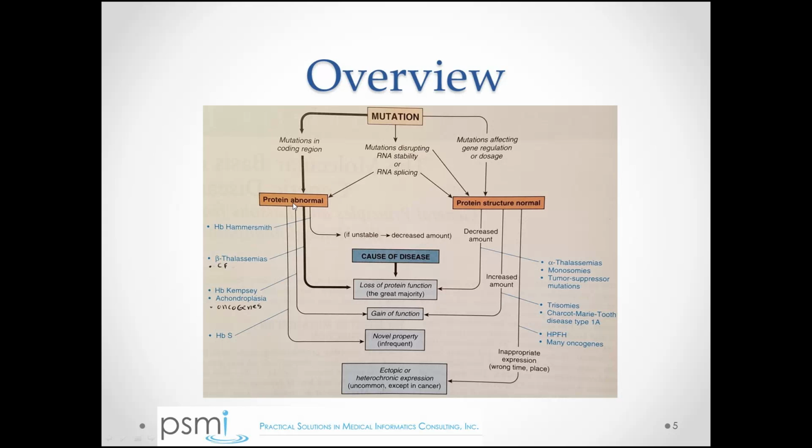Rarely, the abnormal protein has a novel property. The protein keeps doing what it's supposed to be doing, but on top of that has acquired some new property. We saw that with sickle cell disease, where the sickle cell hemoglobin continues to ferry oxygen back and forth the way it's supposed to, but the novel property introduced by the mutation was the propensity for sickling under low oxygen tension.